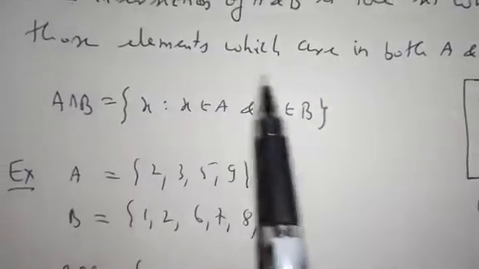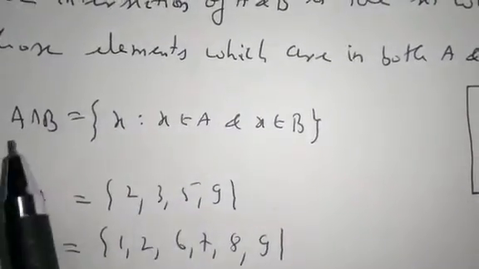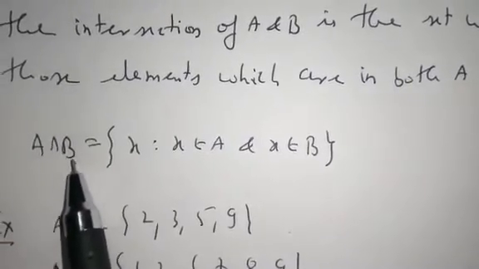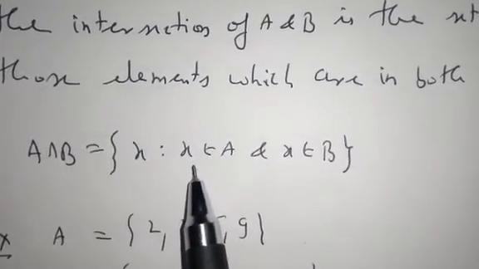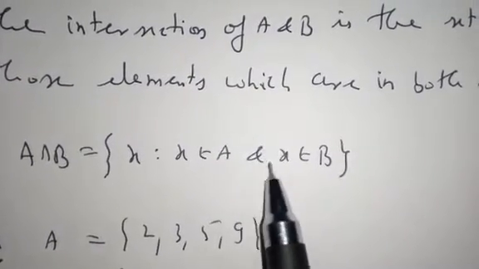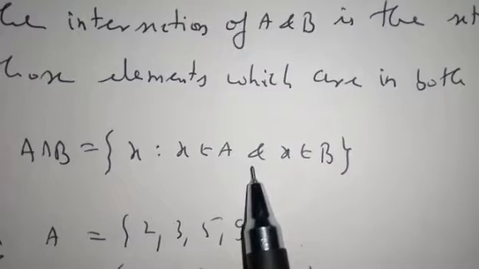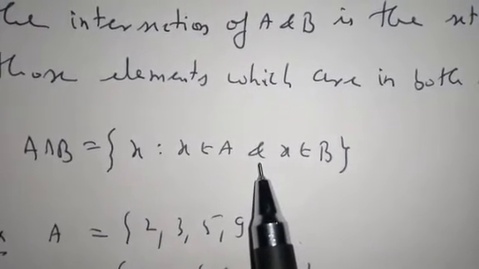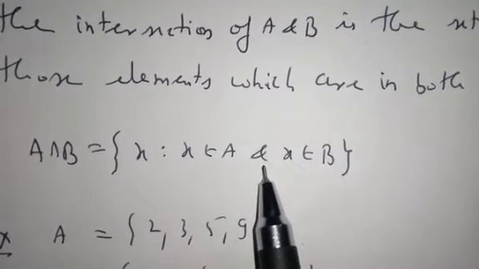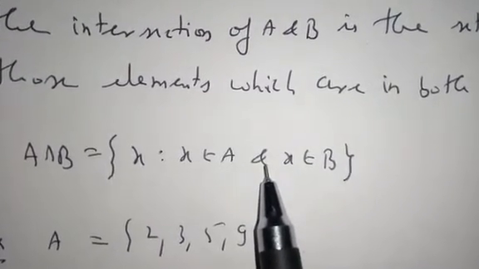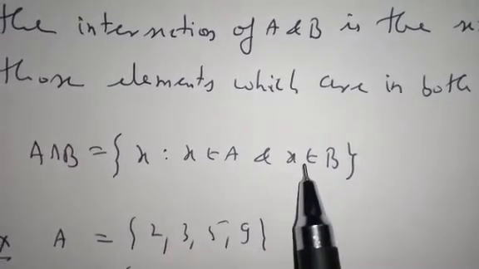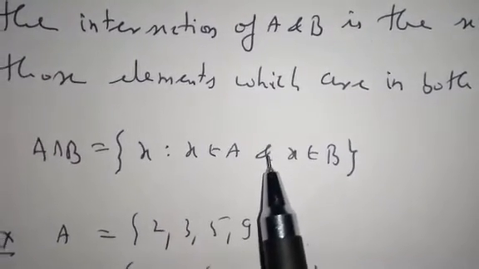In set builder form, we write A intersection B, this is the symbol for intersection, is equal to x such that x belongs to A and x belongs to B. In union we write OR, and in intersection we write AND. OR is for uncertainty and AND is for certainty. In intersection it is certain that the elements lie in both sets A and B, so certainty is here, that's why we use AND.